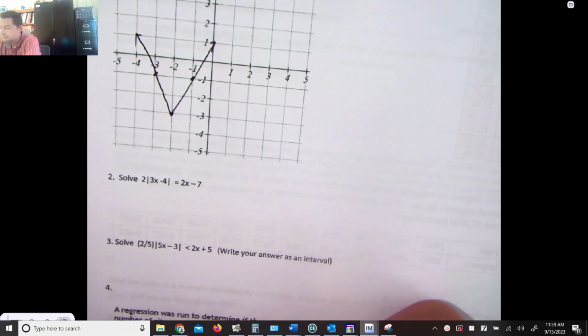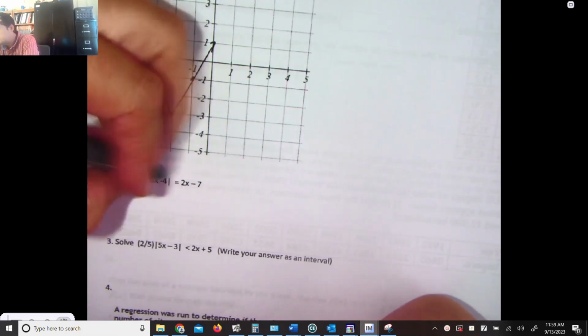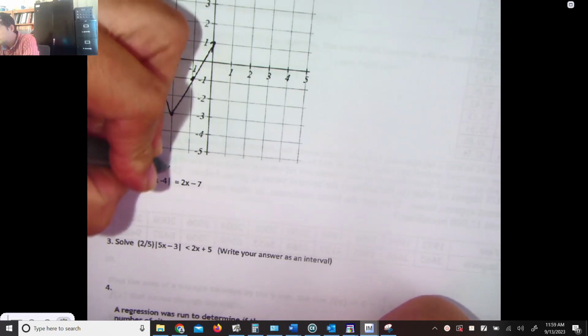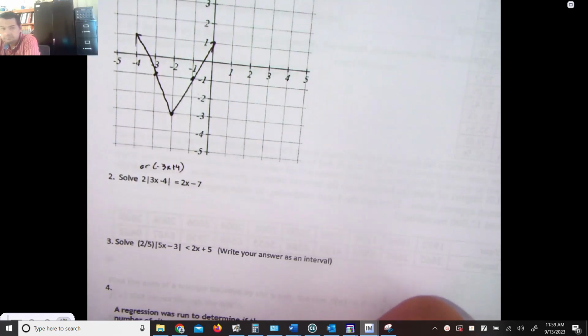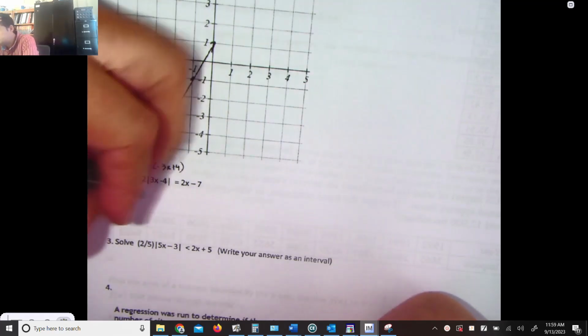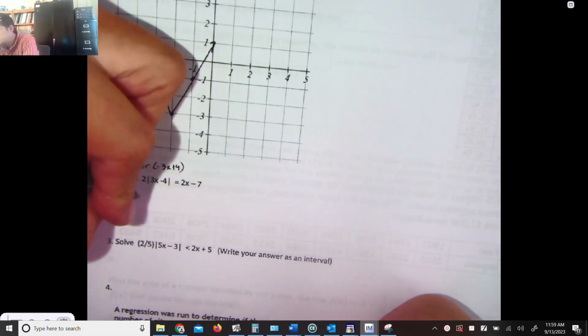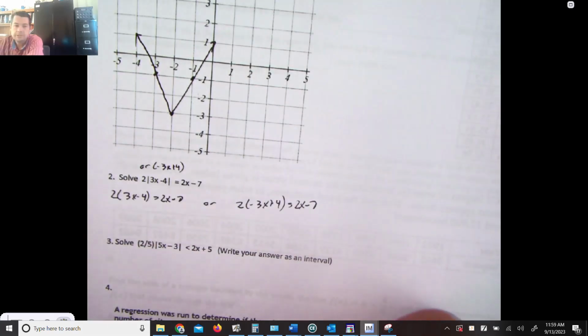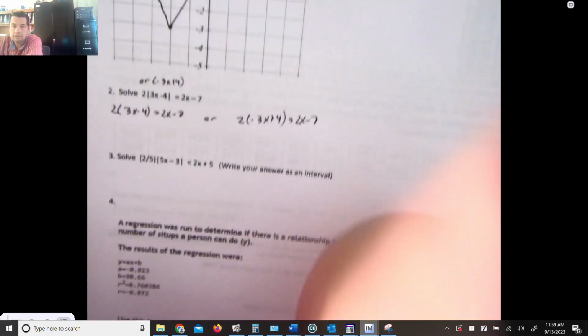Solving that thing. Just remember what's trapped in here is either 3x minus 4 or negative 3x plus 4. That's what's in there. So you're either 2 times 3x minus 4 equal to 2x minus 7, or you're 2 times a negative 3x plus 4 equal to 2x minus 7. And I'm not going to waste your time working that out. All right.